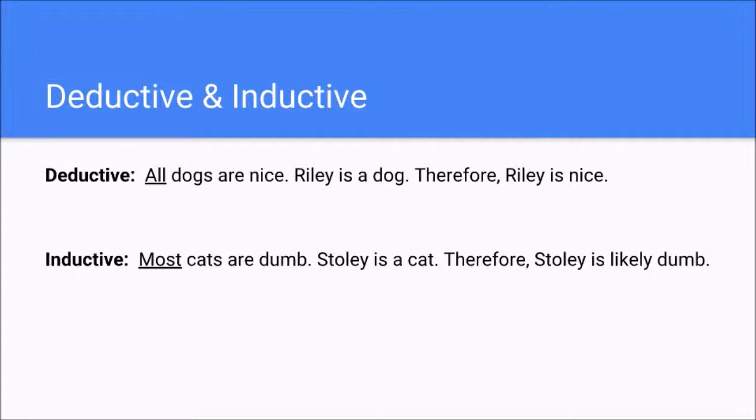Conversely, inductive arguments rely on high probability rather than absolute certainty. For example, most cats are dumb, Stoli is a cat, therefore Stoli is likely dumb. In this inductive argument, based on our premises that most cats are dumb and that Stoli is a cat, assuming these are true, it seems like a pretty good guess then that Stoli is dumb. And maybe, in fact, Stoli is one of those rare smart cats, and our conclusion was incorrect. Even if this is the case, though, our argument was still strong, as we'll be right 9 out of 10 times.